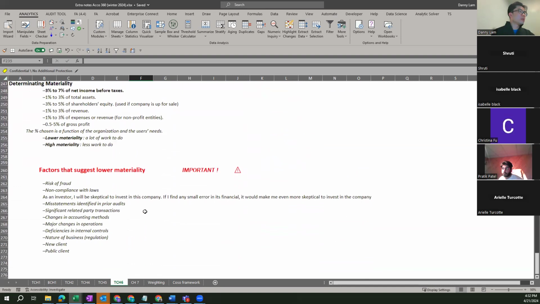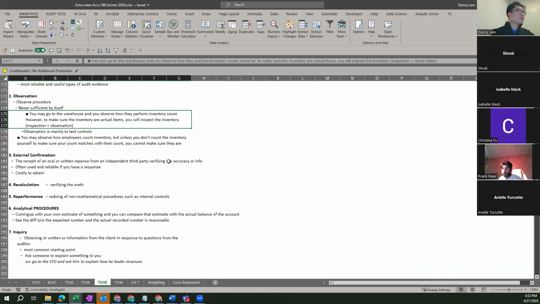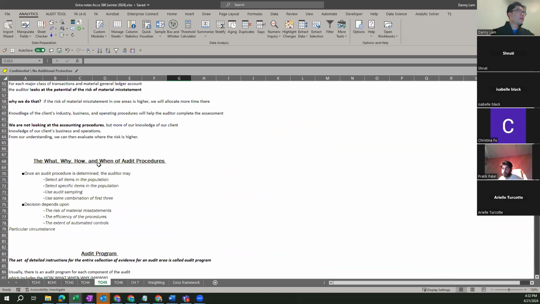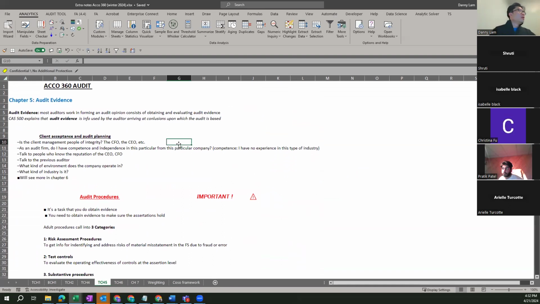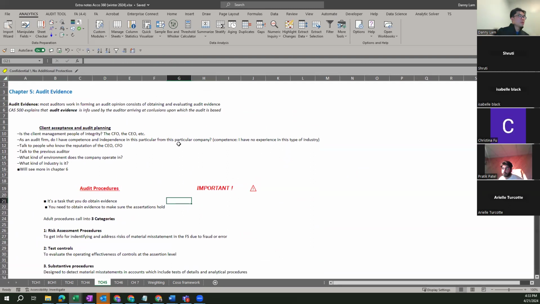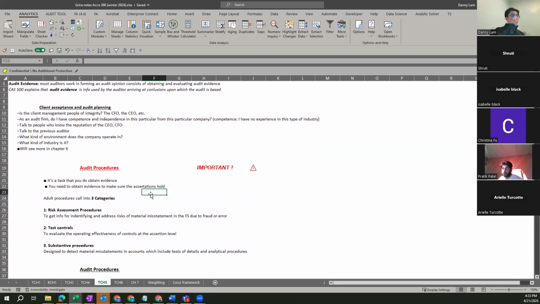Okay, factors. Good, good. All right, chapter 5. We're getting there. We're getting there. Audit evidence. So this is the essence of Acco 360. You are auditors. You want to come to a conclusion, but to come to that conclusion, you need audit evidence, client acceptance, blah, blah. Okay, so audit procedures. So this is what you do to get evidence.